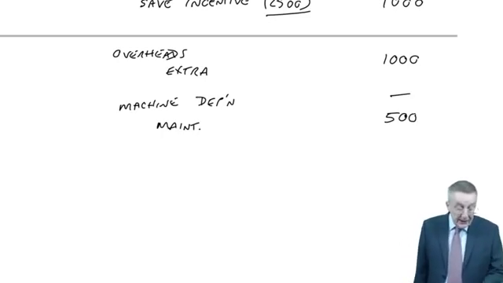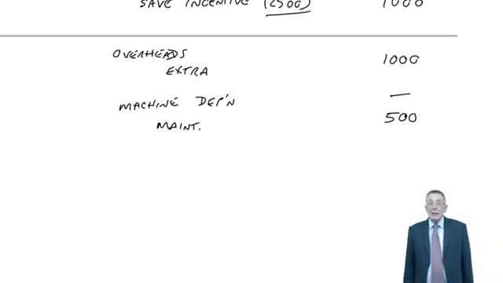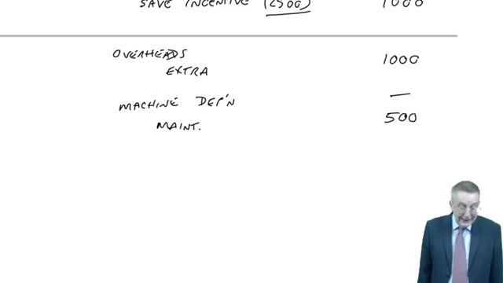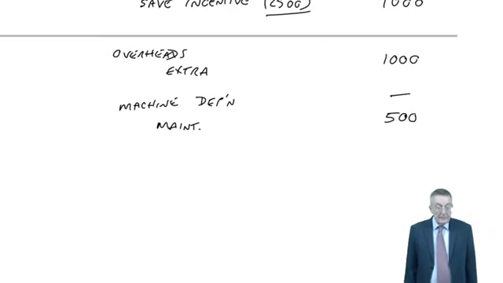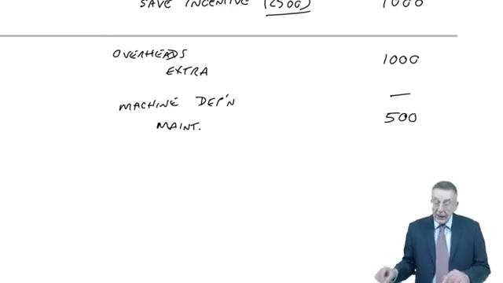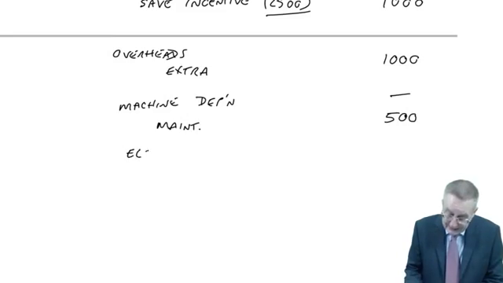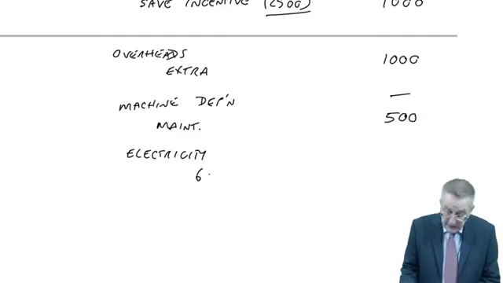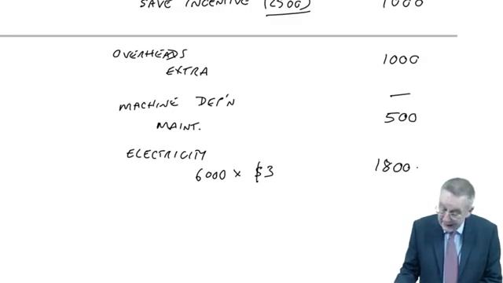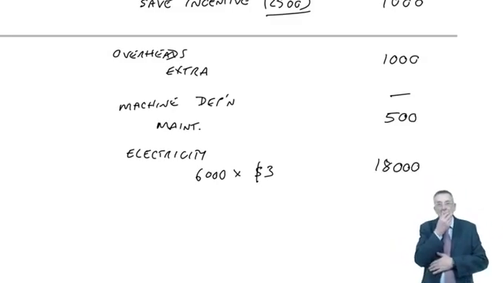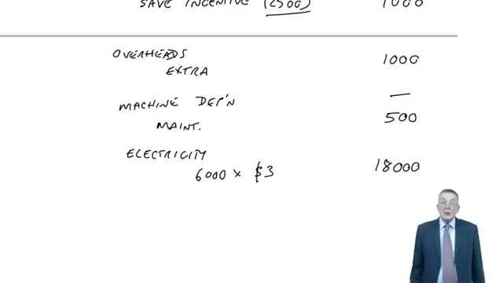But if it's going to take 6,000 hours to do the special order, then there's 6,000 extra $3 an hour having to be paid. And so, electricity, what is it? 6,000 hours, $3 an hour, 18,000. Okay, so far so good. If we finish there, that would be the end of it. But what does it then say?